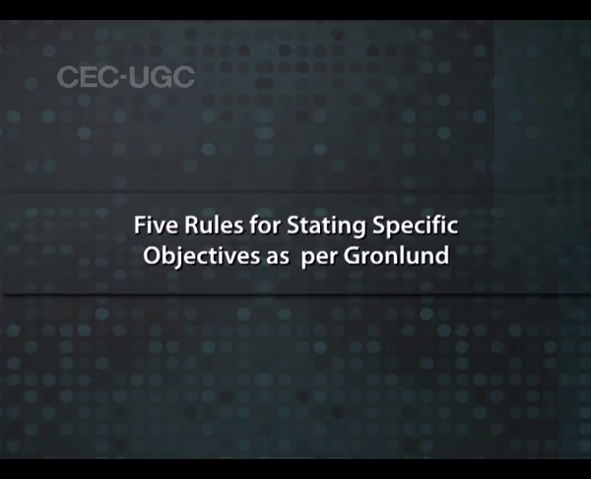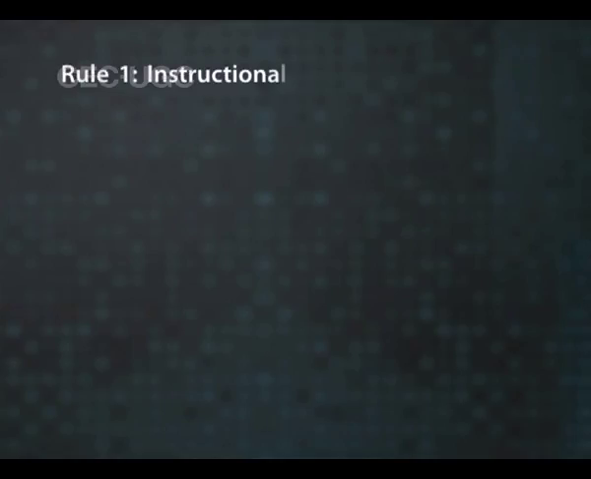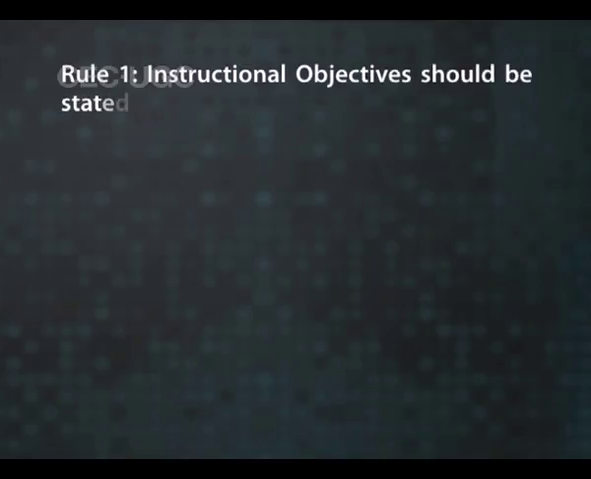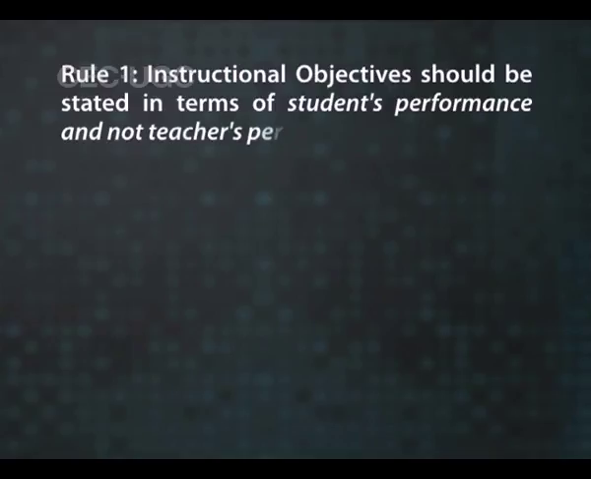5 rules for stating specific objectives as per Gronlund. Gronlund has specified 5 rules for stating specific objectives. These rules are illustrated in this section. Rule 1. Instructional objectives should be stated in terms of students' performance and not teachers' performance.